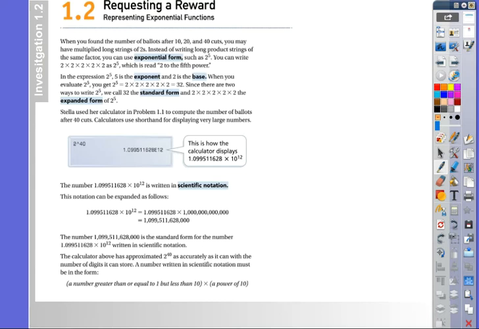So let's take this number to start with. And I'm not going to start with a number that is really ridiculous. Let's start with 4 million. And we're going to write this in scientific notation.